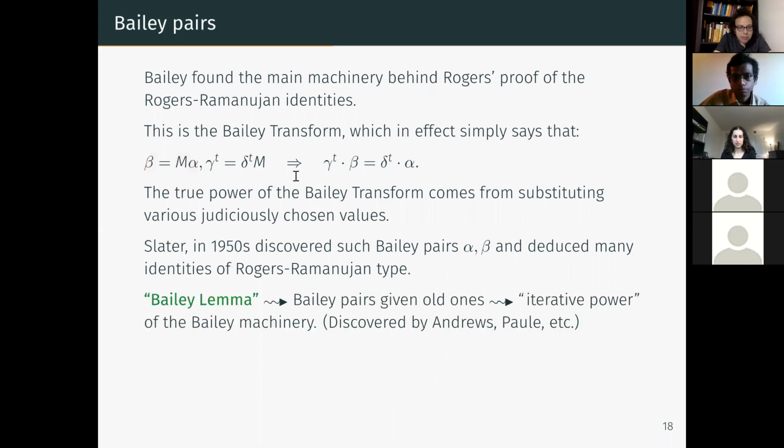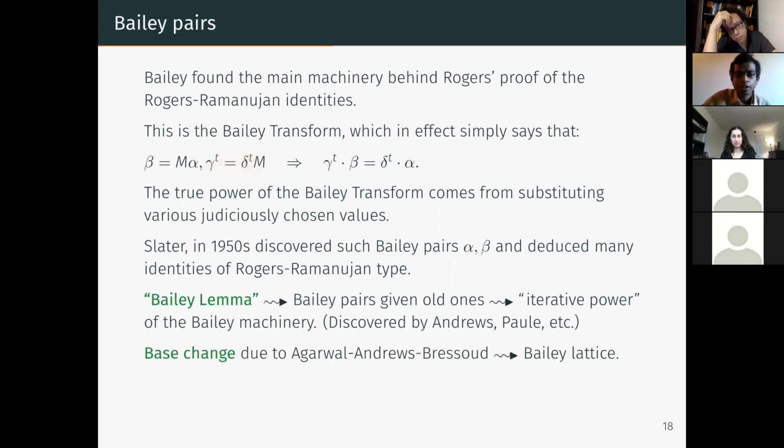And so this putting smart things in here is encoded in what is called Bailey's lemma. What it does for you is that, starting with old Bailey pairs, it gives you new Bailey pairs. That's one thing it does. And secondly, it can also give you identities. This mechanism of getting new Bailey pairs is usually termed the iterative power of the Bailey machinery, and it was discovered by Andrews and Fowler independently.